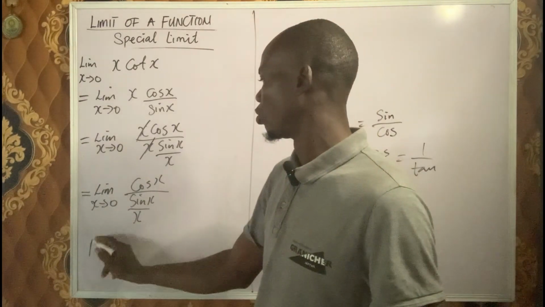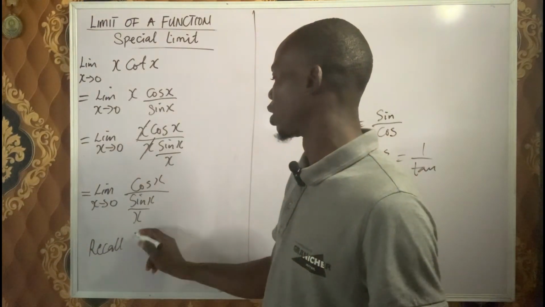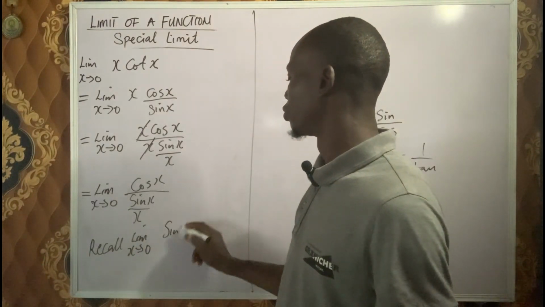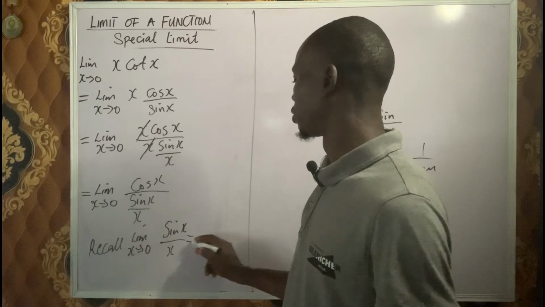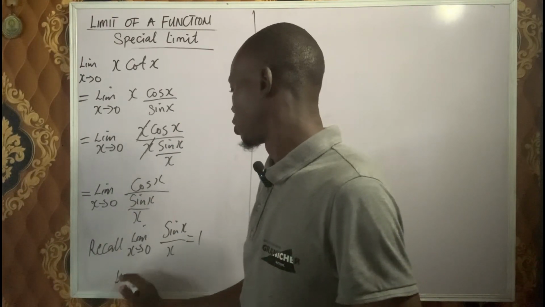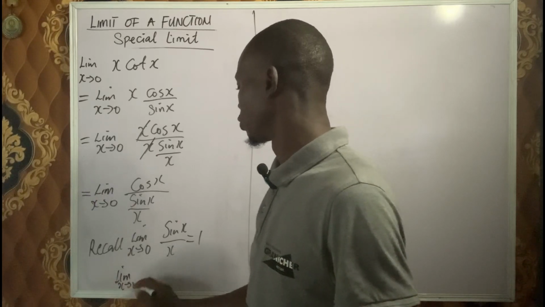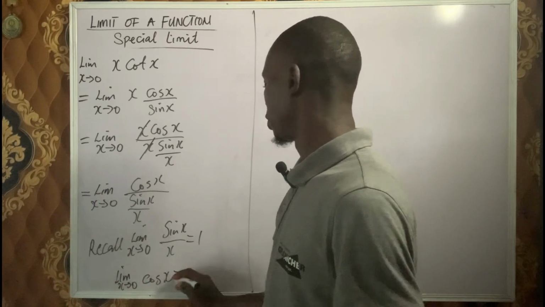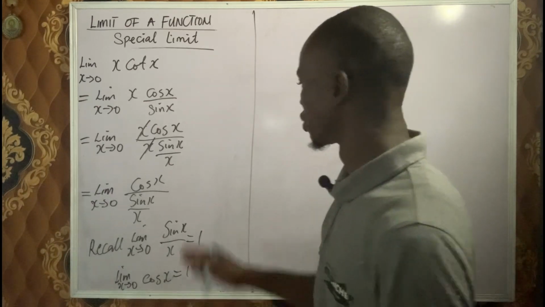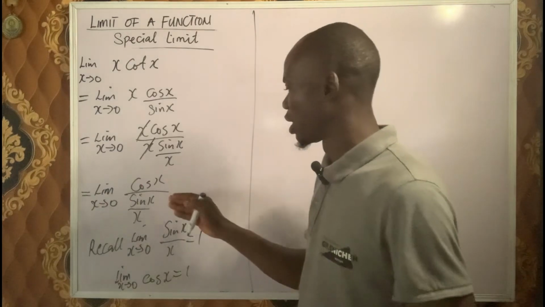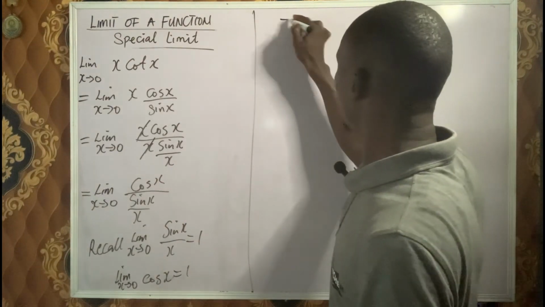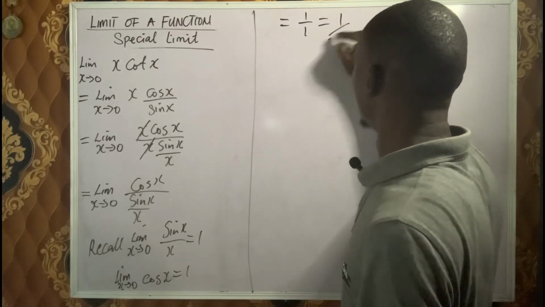So I just need to recall. So recall that limits as x tends to 0, sine x over x is 1. Also, limits as x tends to 0, cos x is 1. So there are two special limits we are recalling here for the solution. Since it involves cos, which is a special limit, and involves sine x over x, which is a special limit, both of them are 1. That means I have 1 over 1, which is 1, as our answer.